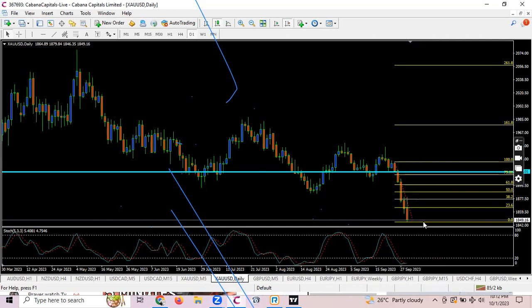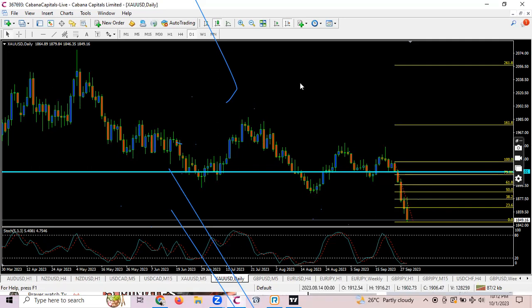Price is at discount, right? You want to buy from discount and sell from premium. Anything above 50 is premium. So it will not be wise for you to sell at discount. This is what you should be doing on a daily basis and also on a weekly basis.